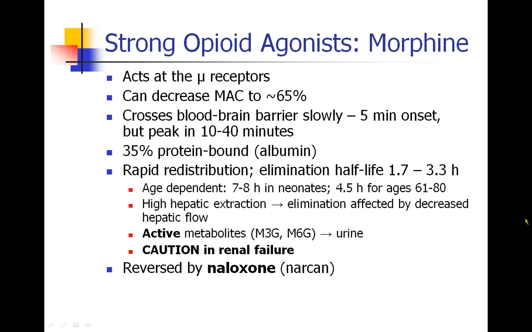The drug is metabolized in the liver under high hepatic extraction conditions, so if hepatic flow is decreased, this doesn't really affect elimination. As we discussed, there are active metabolites, the morphine 3 and morphine 6 glucuronide, and these are excreted in the urine. So we need to be careful in patients who have renal failure because those metabolites can still cause respiratory depression. They are active metabolites. Morphine is reversed by naloxone, which is also called Narcan, and we'll speak about that again very soon.